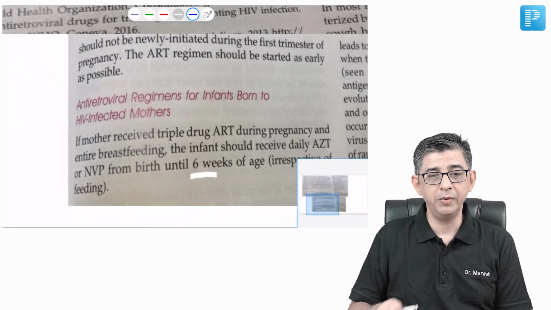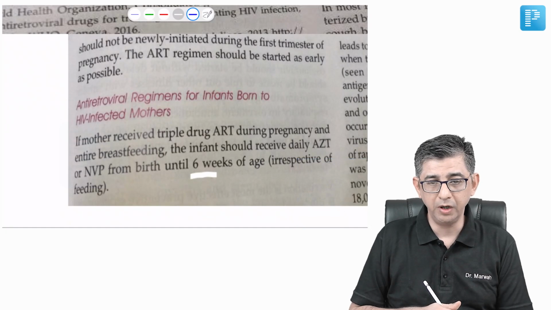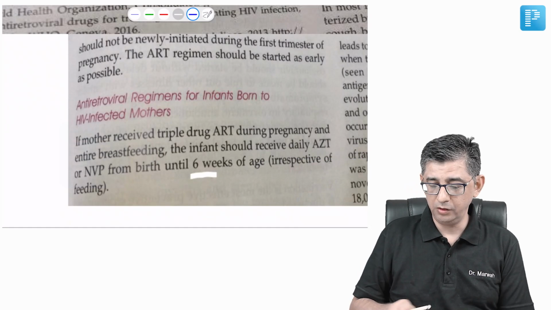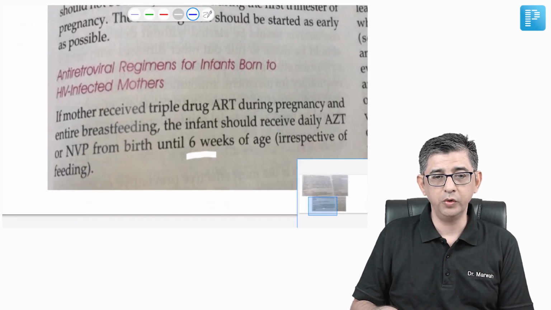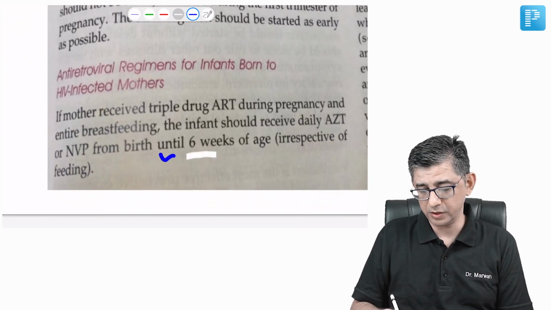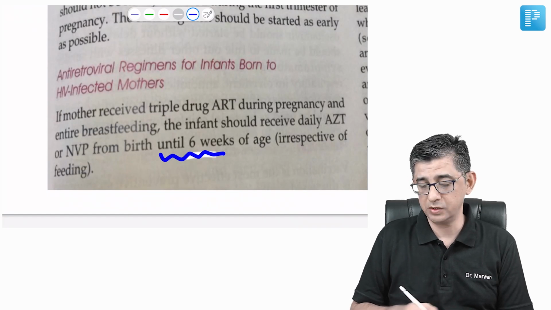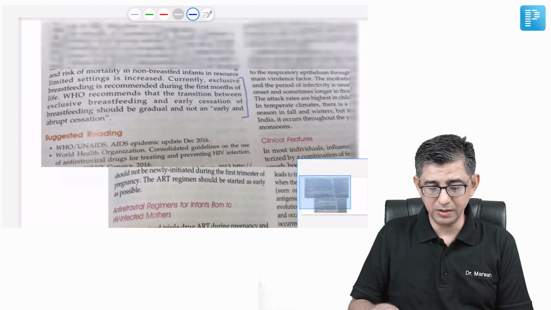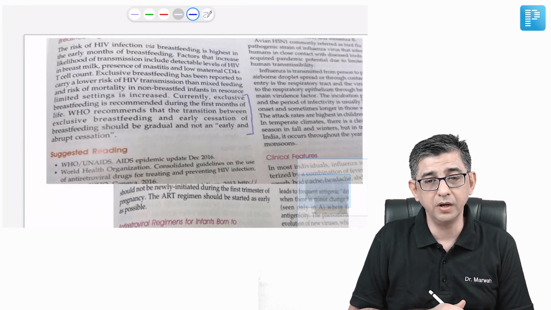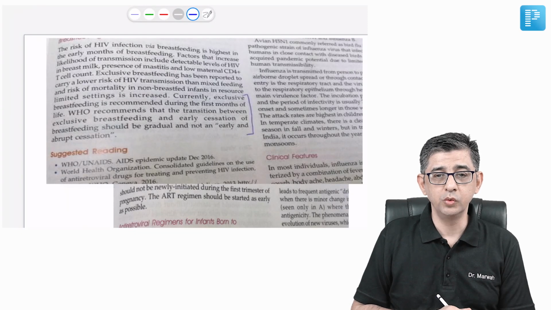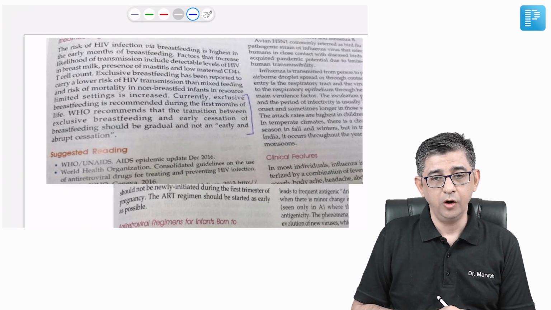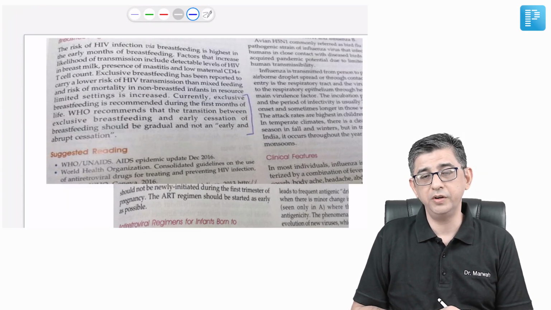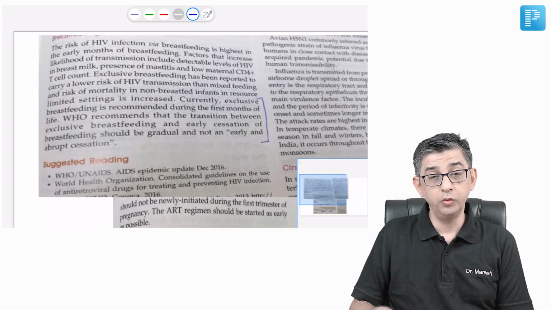One of the options clearly mentions that if a mother has received triple ART during pregnancy and entire breastfeeding, the infant should be receiving either zidovudine or nevirapine until 6 weeks of age. So that's one data, nevirapine up to 6 weeks of age, irrespective of the feeding status. And let's look at what the guidelines are with respect to breastfeeding even in OPGI. It mentions the fact that exclusive breastfeeding is recommended. Obviously, after 6 months we can be giving complementary feeds to the child.